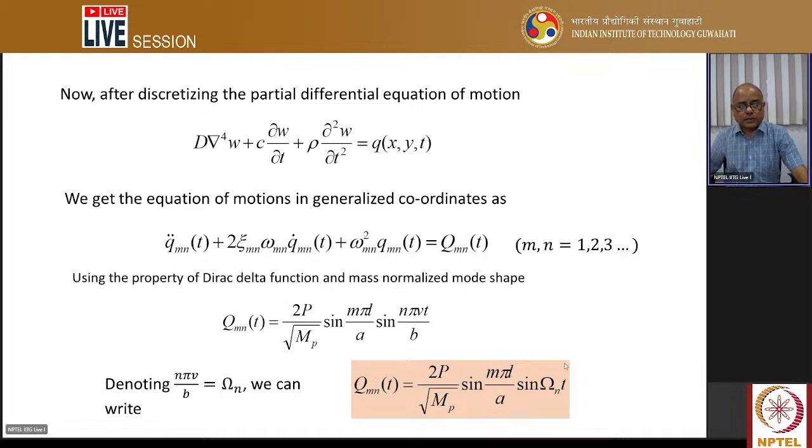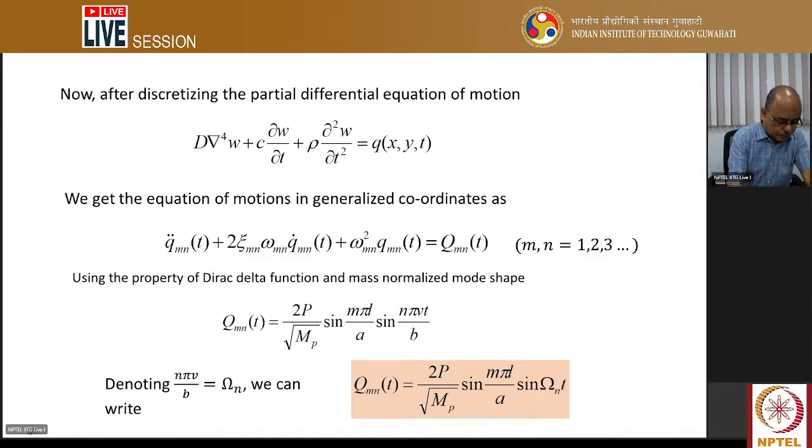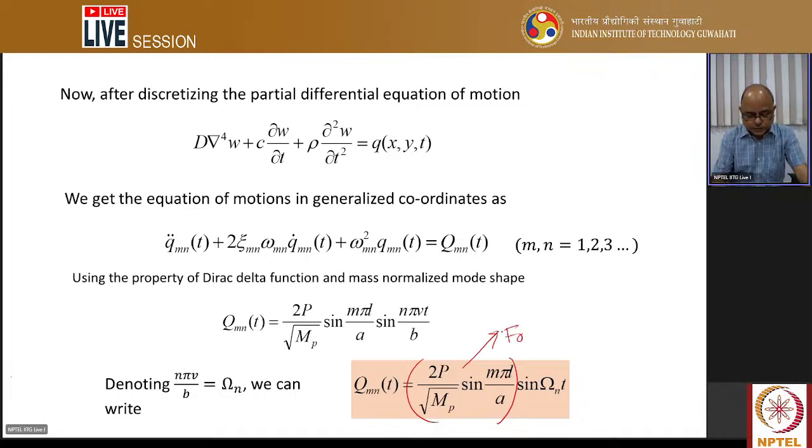Then we obtain the generalized forces for the moving load. And again, you can see that the generalized force for the constant moving load becomes a harmonic force, if this is a constant, say F naught. So the generalized force is Q mn equal to F naught sine omega n t, where omega n is the driving frequency, and it is related to the velocity.